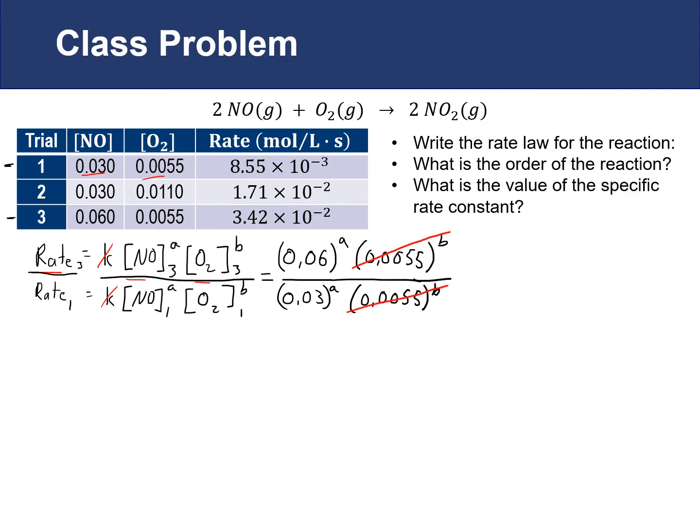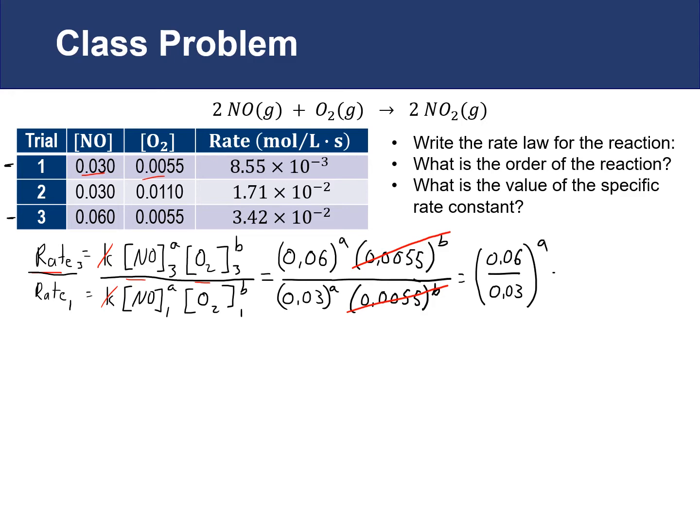So now I have one equation, rate 3 over rate 1 is equal to our value for NO raised to the A power divided by our value for NO for trial 1 raised to the A power. So I now only have one unknown, A. So I can plug in my values for rates, try to figure out what A is. The problem we run into is that A is up in the exponent. Now, because we're taking the ratio of two values raised to the same power, this is the same thing as the ratio of the individual values raised to the power.